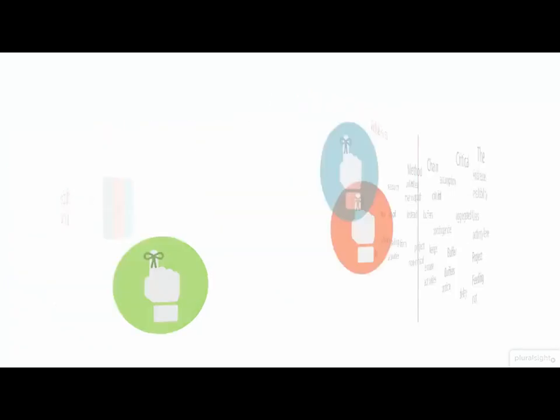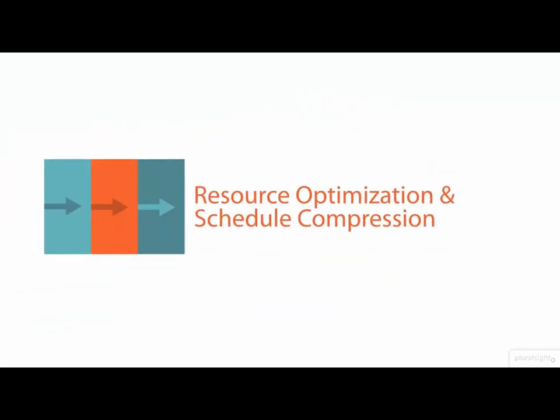In the next module, we're going to talk about resource optimization and schedule compression. We'll look at topics like resource smoothing and leveling, fast tracking, and crashing, what each of these mean and how you can utilize these as a project manager to help keep your project on schedule.